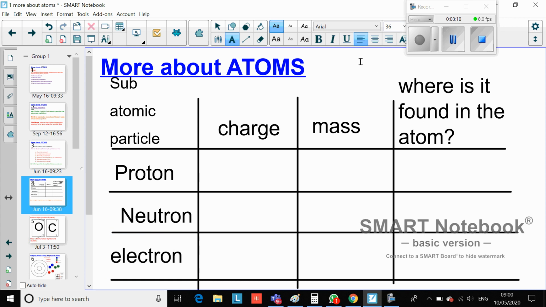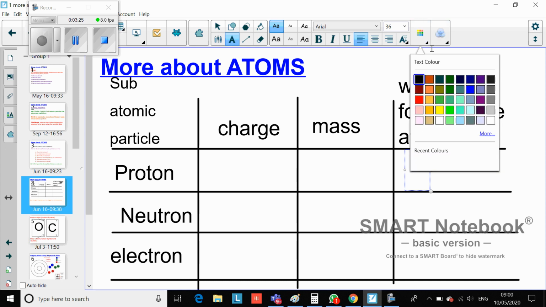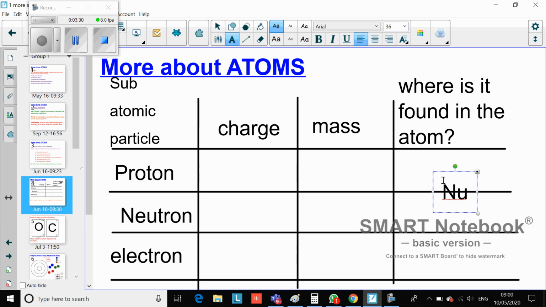Okay, right. So I'm going to fill this in a slightly strange order because I think it'll help you make sense of it. So firstly, where is it found in the atom? Now, the proton is found in the nucleus. Okay, so that's the part which is like the center of the atom. Okay, and the neutron is also found in the nucleus.